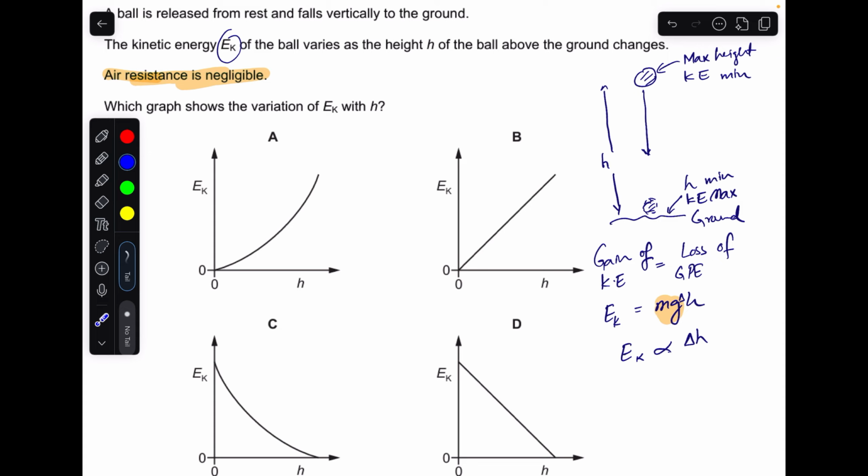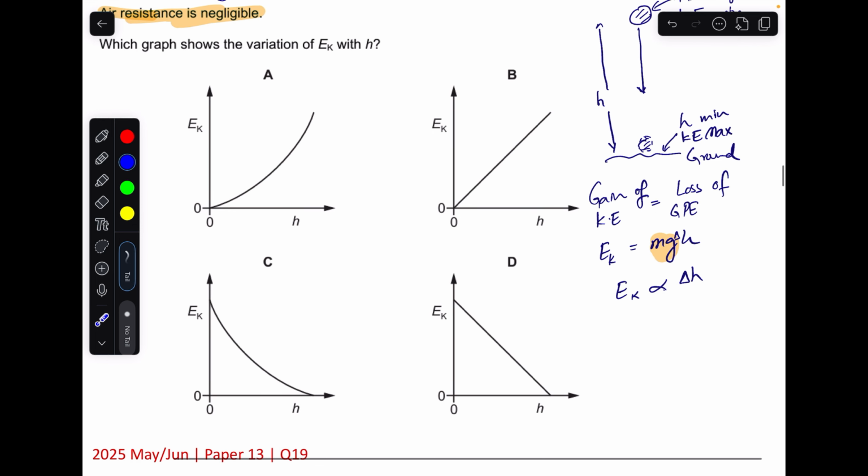So it will be a straight line because they are proportional to each other. As the object is moving down, as the height is changing, they both are proportional. So the change in the height is directly proportional with the kinetic energy. But this change is negative, so the slope will be negative. Okay, so its option is D. At a maximum height, kinetic energy is minimum, and at a minimum height, kinetic energy is maximum.